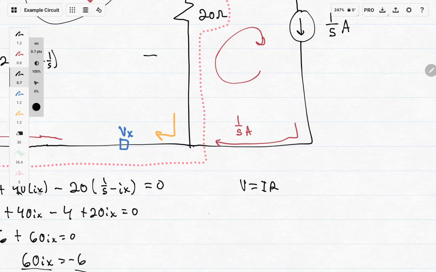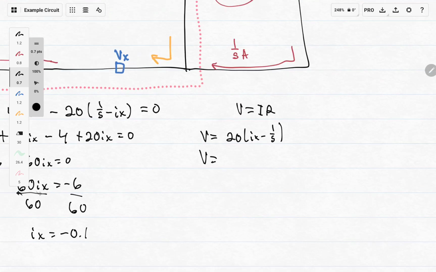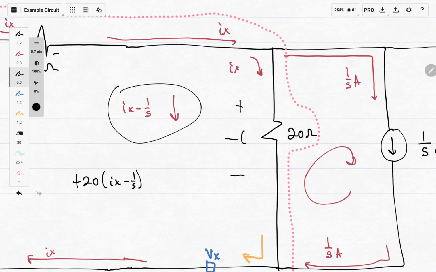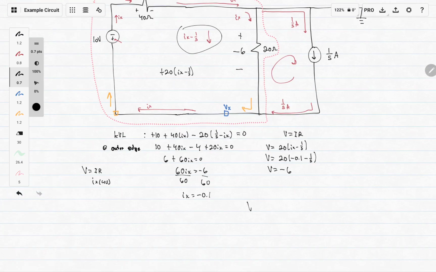So let's find that voltage that goes through it. V is equal to 20 times Ix minus 1/5. And we found what Ix is, so we can plug that in. It's negative 0.1 minus 1/5. And the voltage that goes through there is, let me do the calculations real quick. Negative 0.1 minus 1/5. That is negative 6 volts. So we found this voltage, so now we can find Vx.